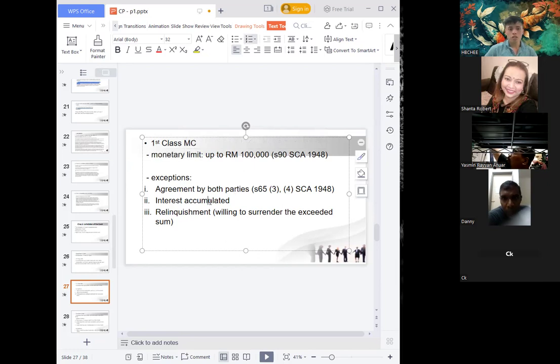So it's okay. The second exception is interest accumulated, because at the end of the day, the judgment will provide certain things. One of the prayers is that the interest, I think, is 5 or 8% per annum. Yes, that is one. Then the third one is relinquishment. Relinquishment is that now everything summed up is more than 100,000 already, so you all agree that 100,000 is the final claim for everyone, both plaintiff and the defendant. So this is the third exception.